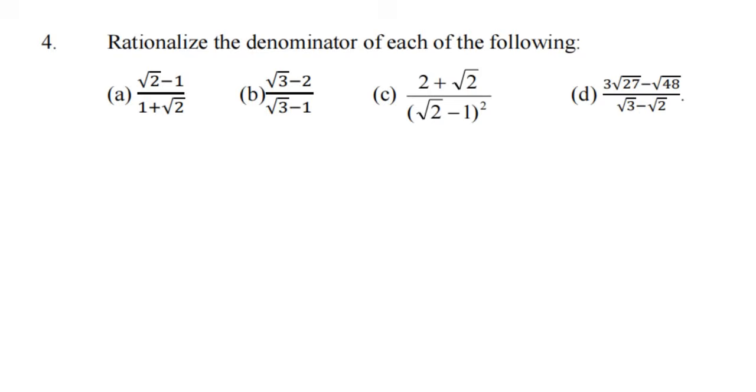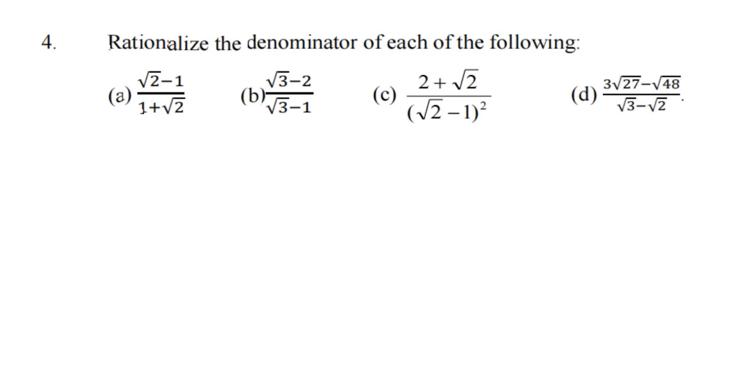We come to question number 4. We're told to rationalize the denominator of each of the following. Okay, so you don't want a surd as a denominator. That's rationalization. So every time you're rationalizing, especially the denominator, you multiply the numerator and the denominator by the conjugate.